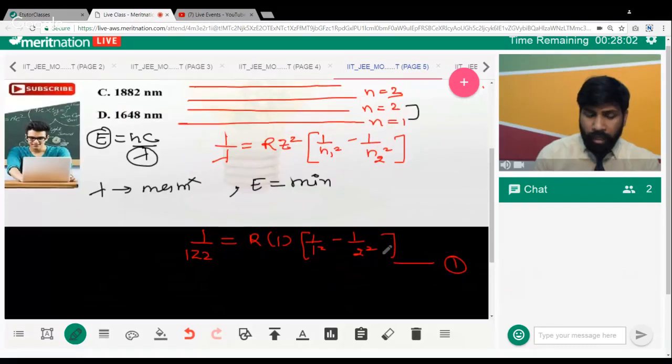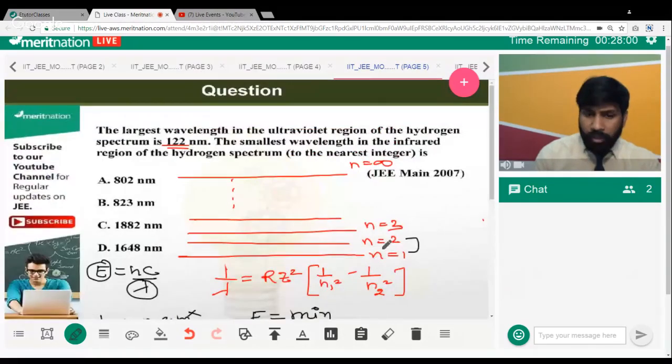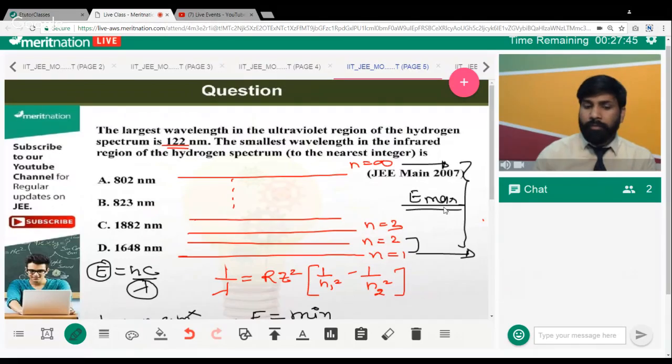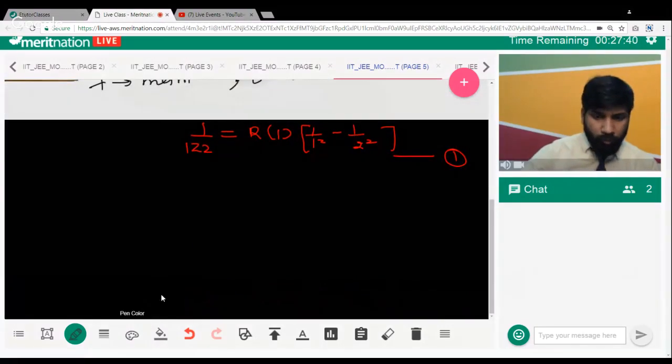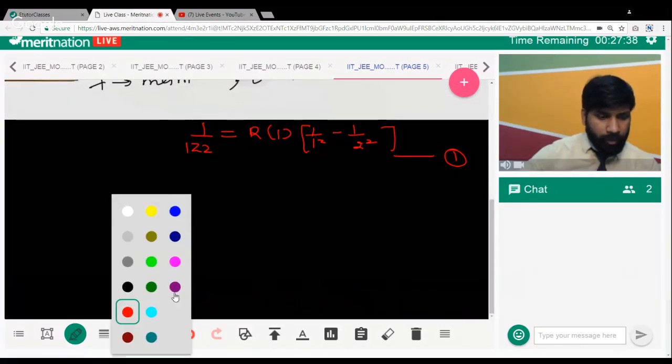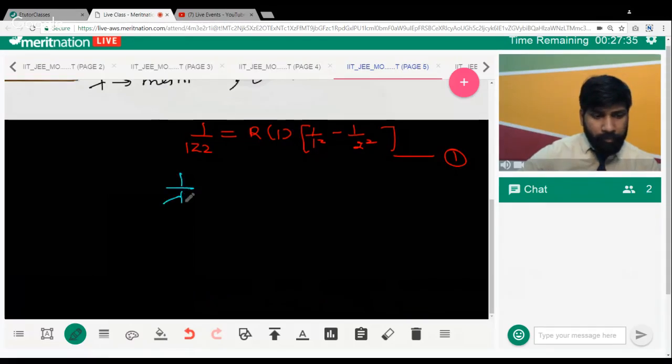Now let's talk about the minimum wavelength. That is only possible when the difference of energy is very, very large. The difference of energy is large between the first level and infinity. If energy is maximum, it means the wavelength is very, very small. So 1 by lambda minimum is equal to R into 1 by 1 square minus 1 by infinity square.